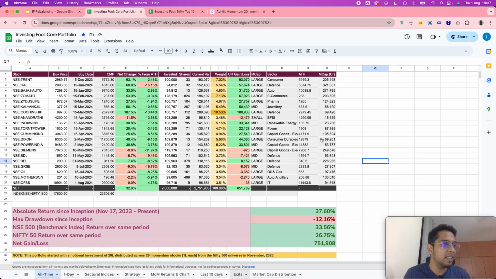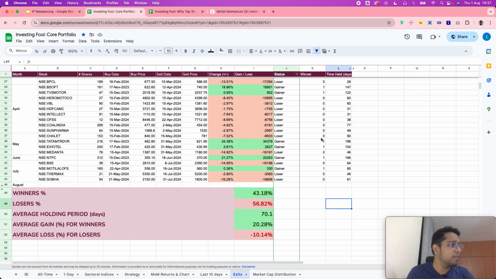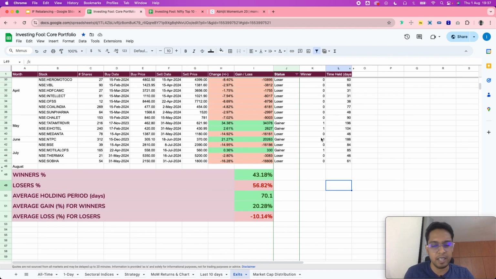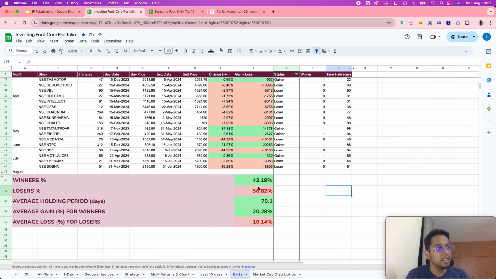So coming back to the exits page. Here we have the win-loss percentage. So win is basically any stock that has given us money. Loss is anything that has lost us money. So Shobha obviously lost us money. We lost almost 16-17% here. There was capital loss. But the winners percentage is 43.2%, losers is 56.8%.